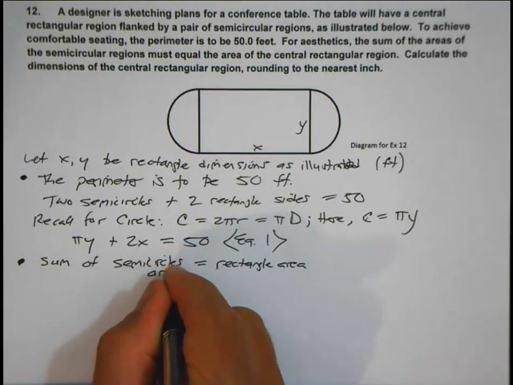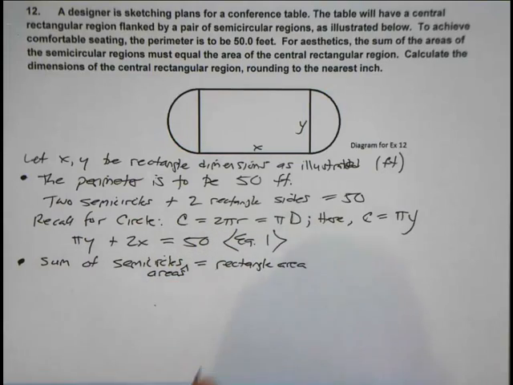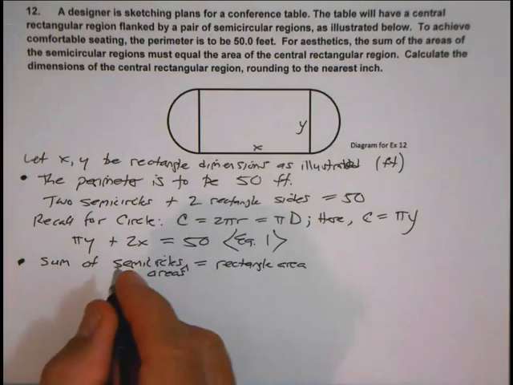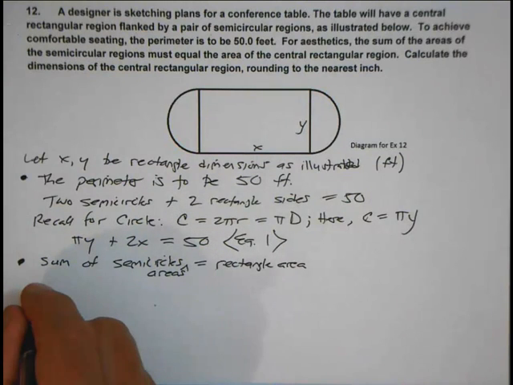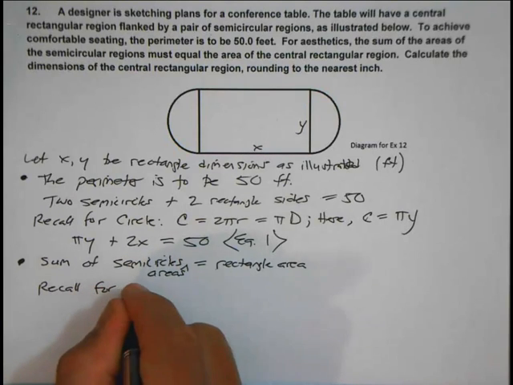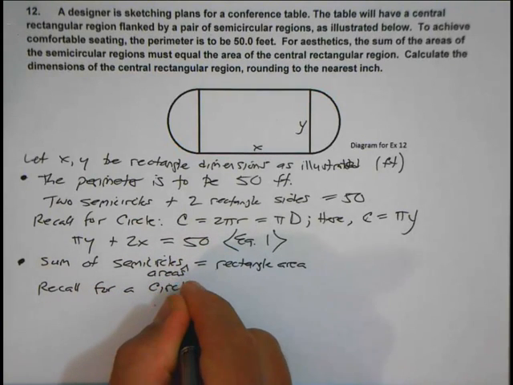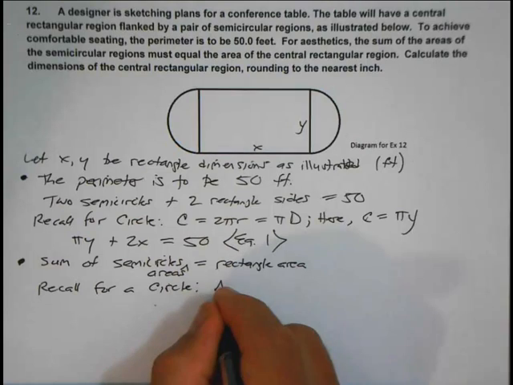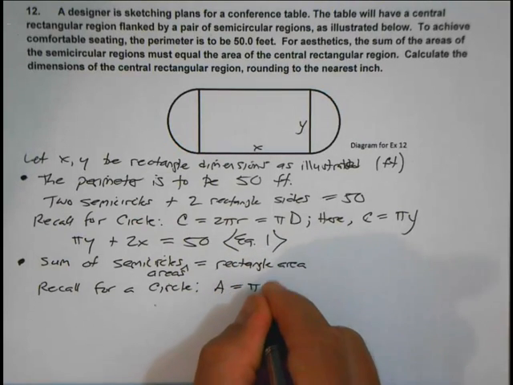Semicircle areas, I guess. Alright, what about this? Well, there's two semicircle areas. That means the area of a circle. So maybe we recall, for a circle, a very general famous formula, area is equal to pi r squared.